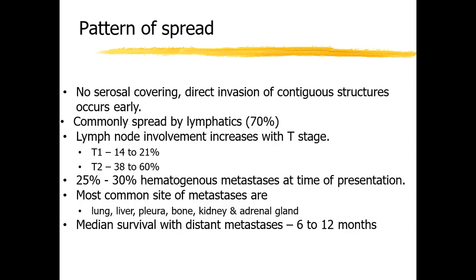Now what is the pattern of spread? As I already told you, there is no serosal covering, so direct invasion of the contiguous structures is very common in esophageal cancers, commonly spread by the lymphatics 70%, and lymph node involvement increases with T stage.